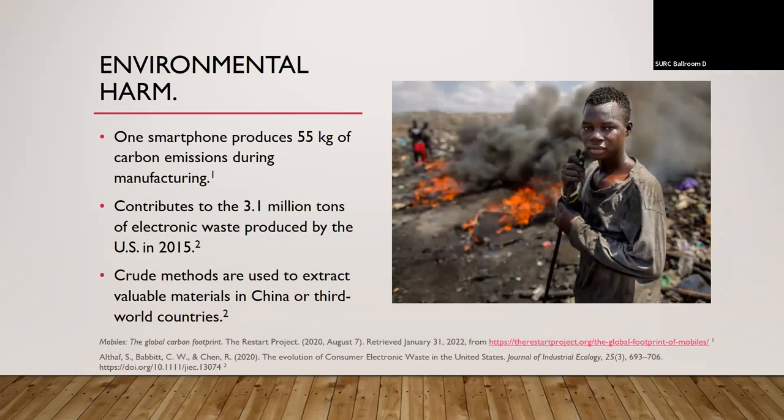There's also the environmental harm that many people are concerned with. One smartphone during manufacturing alone produces 55 kilograms or 125 pounds of carbon per device. So think about the number of people in this room, that's a huge amount of weight just from manufacturing, and that doesn't even consider the end of life. So for example, in 2015, the US produced 3.1 million tons of electronic waste, which is about 270 Eiffel Towers weight-wise, which is a large amount, obviously.